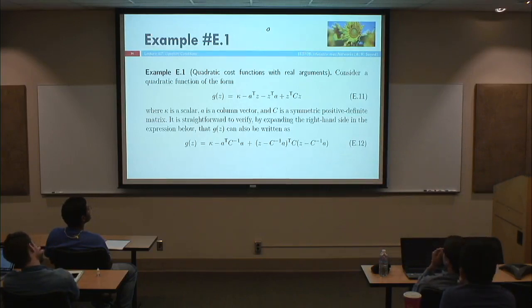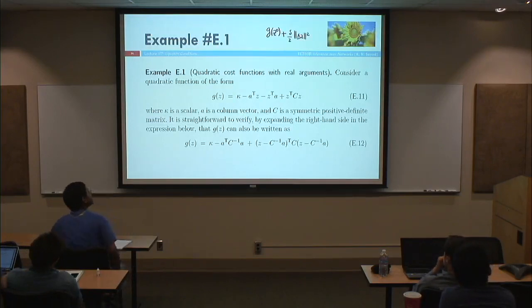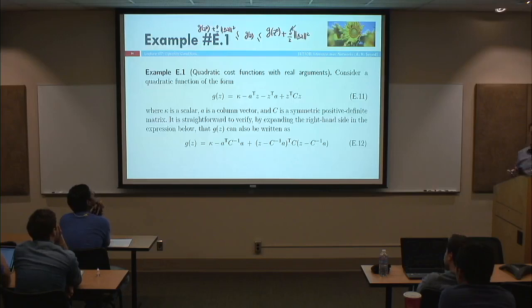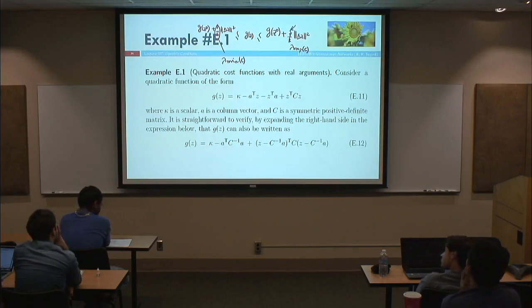So if you find the value of this function at its minimum, you can bound it between g at z0 plus nu over 2 norm of delta z squared, and g at z0 plus delta over 2 norm of delta z squared. That's what we showed before. This delta is lambda max of 2C, which is 2 lambda max of C. So delta over 2 here will be replaced by lambda max of C, and similarly, nu over 2 will be replaced by lambda min of C. That's the calculations in this example.